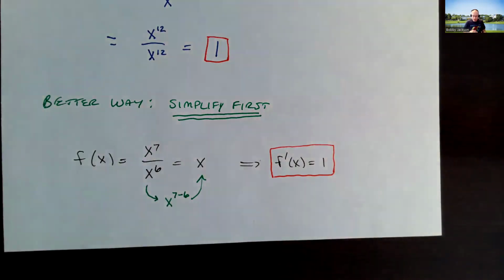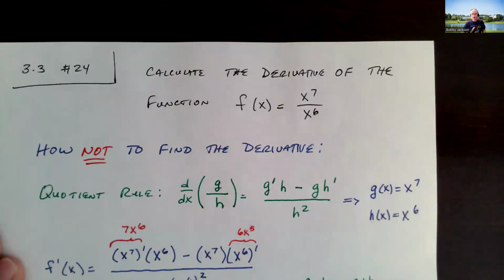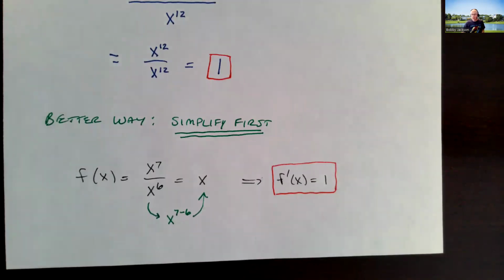That's the way I would go, not even use the quotient rule. And notice the directions don't say we have to, so that's what I would do in this case. Okay, hope this is helpful.